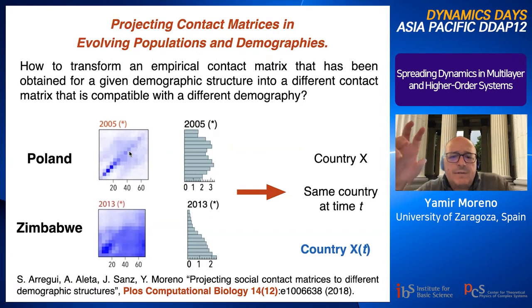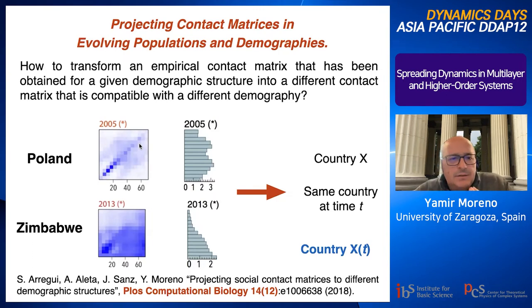And a different demography in this case means another country, or the same country at another time, if you know how the population pyramid, the demographics of the population, have evolved. So this is something that we solve in this paper. And then with that, you can plug it into the model.